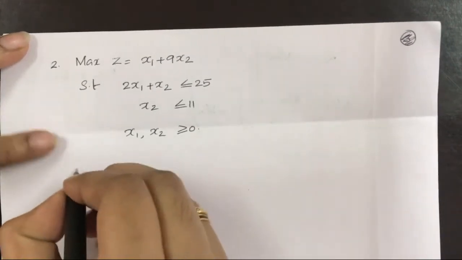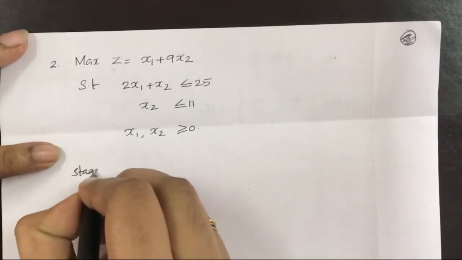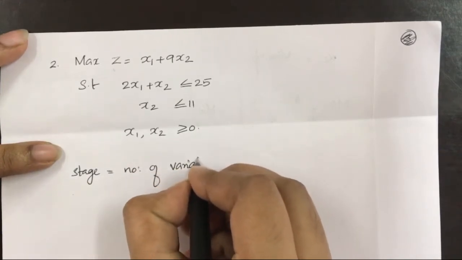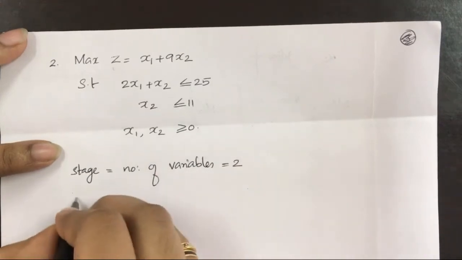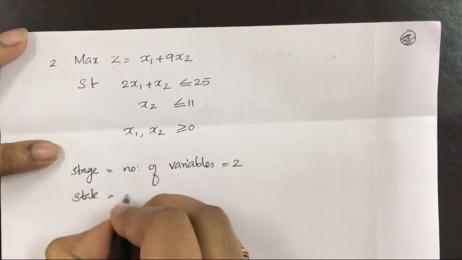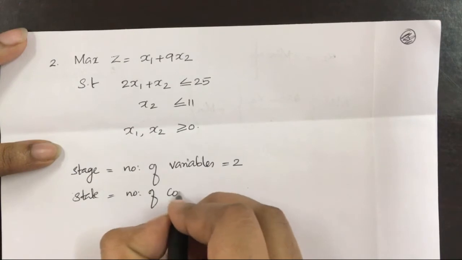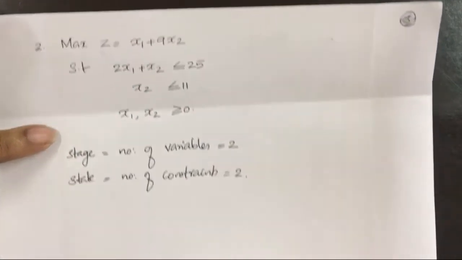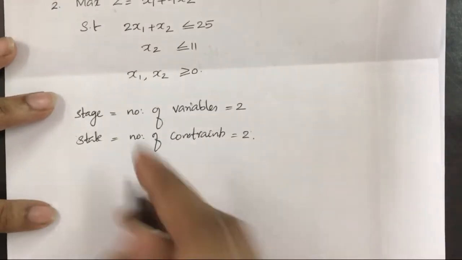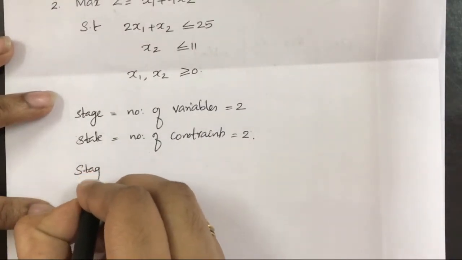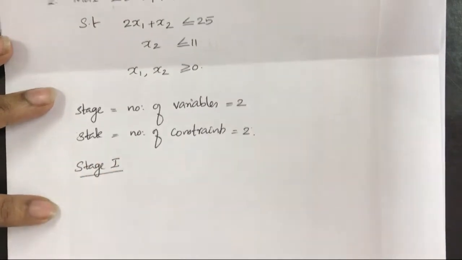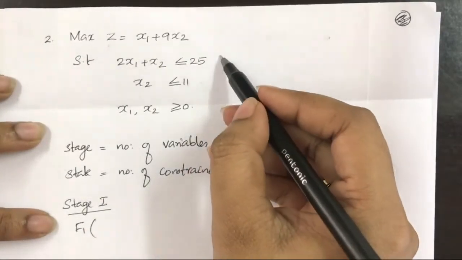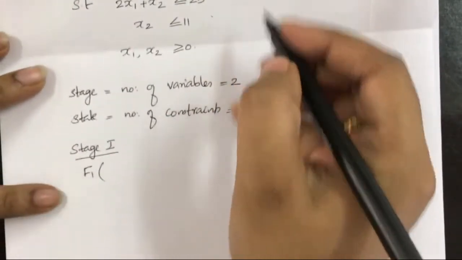Okay. So stage is equal to number of variables is equal to 2. State is equal to number of constraints is equal to again 2. We are going to enter in stage 1. Stage 1. Define the function f1 of what is the right side of first and second constraint, 25 and 11.